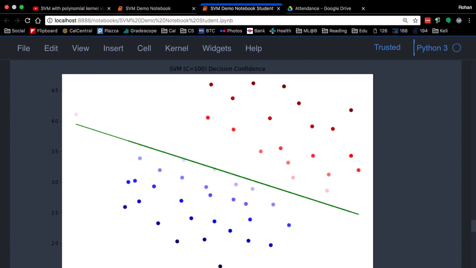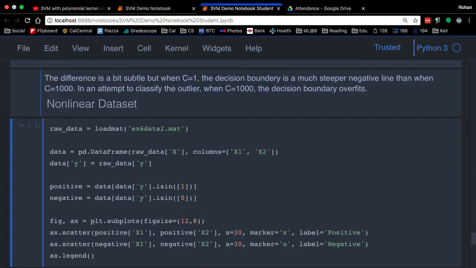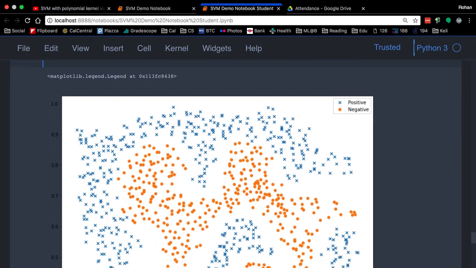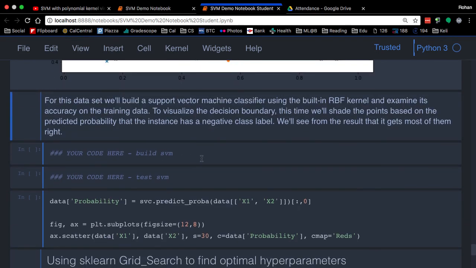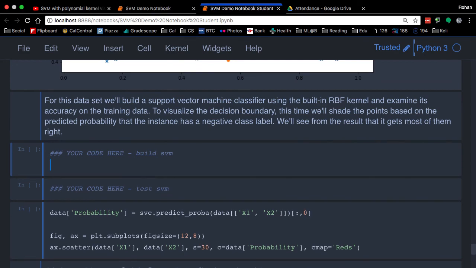We saw SVC on a linear data set, but I just talked about kernels and how they're so great, so we have to see something really cool. We're going to see this insanely nonlinear data set, which looks like this. Just a bunch of curves everywhere. Let's see if SVC can really handle this. Okay, so we're going to build the SVM.